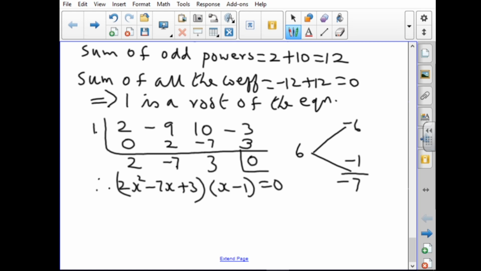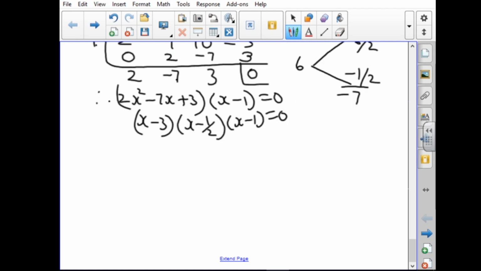Therefore, we can factorize this, and here the coefficient of x square is 2. So, we divide it by 2. So, we get minus 6 by 2, which is minus 3. So, (x minus 3) into (x minus 1 by 2) into (x minus 1) is equal to 0. So, from x minus 3 equal to 0, we get x is equal to 3. X minus 1 by 2 equal to 0 gives you 1 by 2. X minus 1 equal to 0 gives you 1. So, therefore, the roots are 3, 1 by 2 and 1.